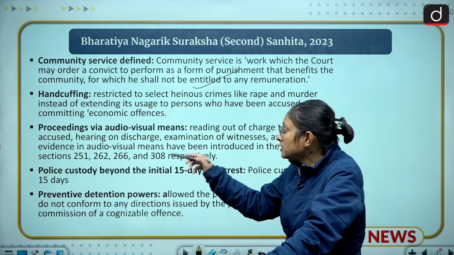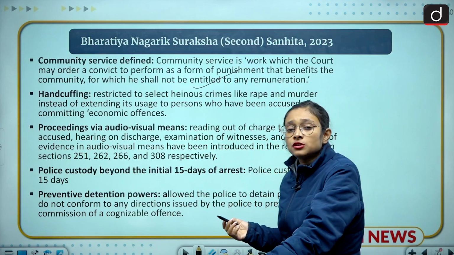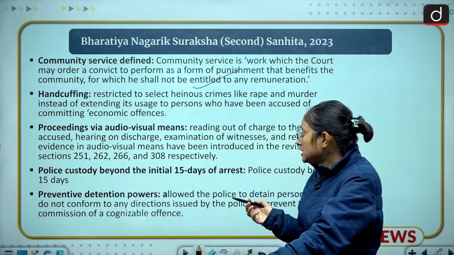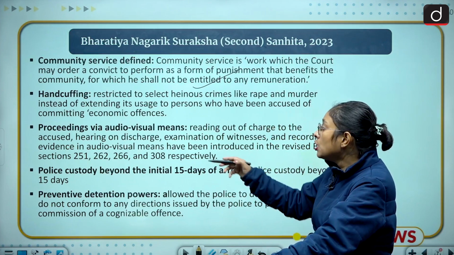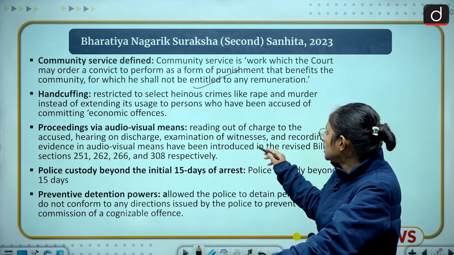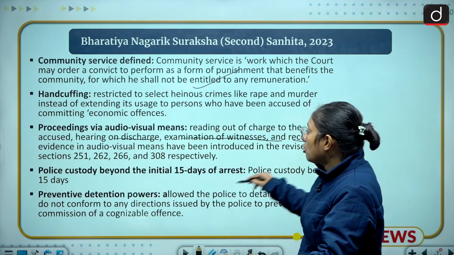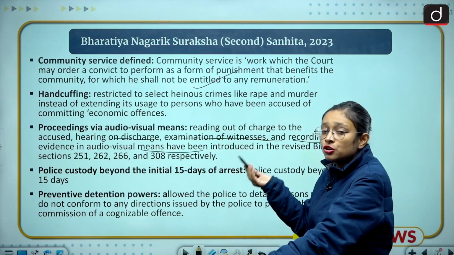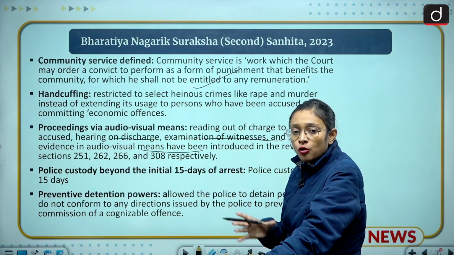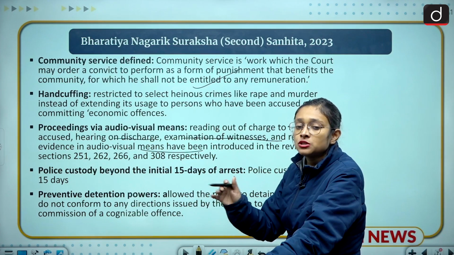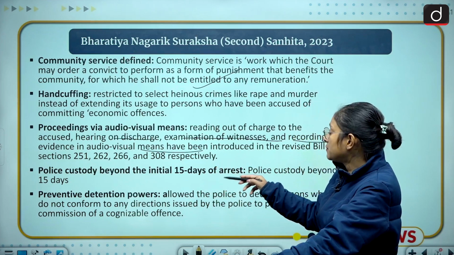And then proceeding via audio visual means. Here is a provision for proceeding via audio visual means, and here they have given particular details of what you can record through audio visual. This covers the hearing on discharge, examination of witnesses and recording of evidence by audio visual means. So they have particularly defined that in these matters the proceeding will be by audio visual means.